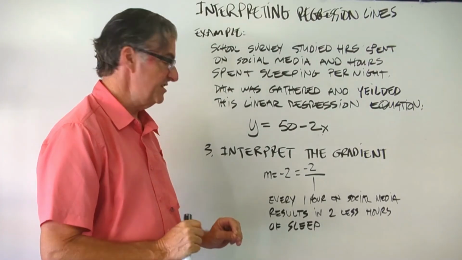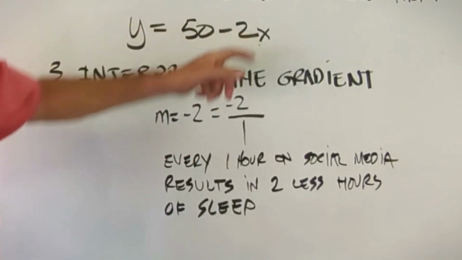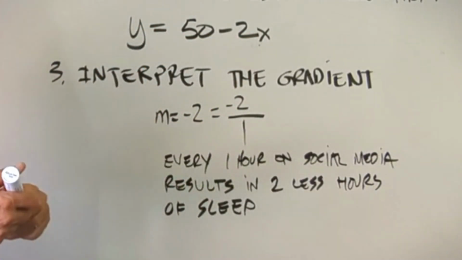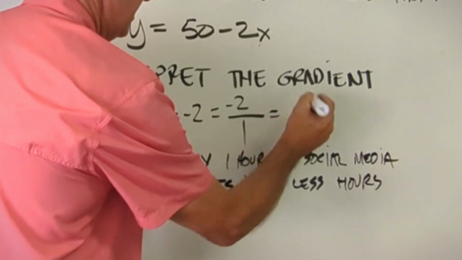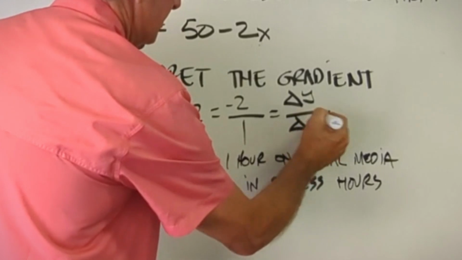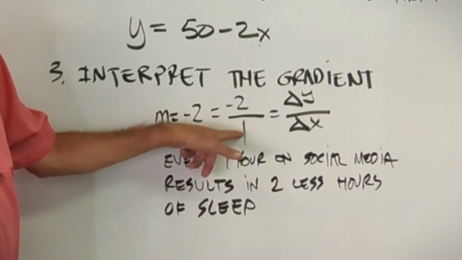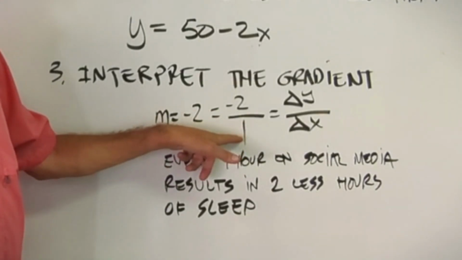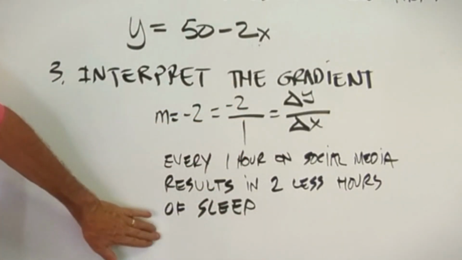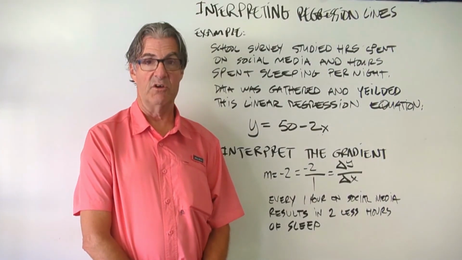Okay, let's tease this out. Here is our gradient. M is -2 from there. This is the same as -2 over 1. And I did that particularly because remember, the gradient is the change in y over the change in x. So that means for every hour increase in social media time, there's 2 less hours of sleep. And that's what I put in words here.